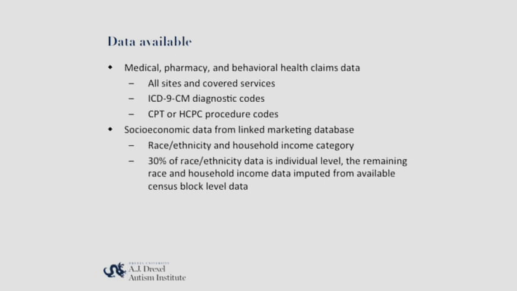And then we also had some socioeconomic data that we were able to link into the claims database on race, ethnicity, and household income. These are not high quality individual level data. We did have individual level race ethnicity information on about 30% of the sample, but the rest of this is imputed through a fairly complex algorithm from information that comes in at the census block level. So it's imputed back to the individuals. But it does give us the ability to add some descriptive socioeconomic data to this claims database.